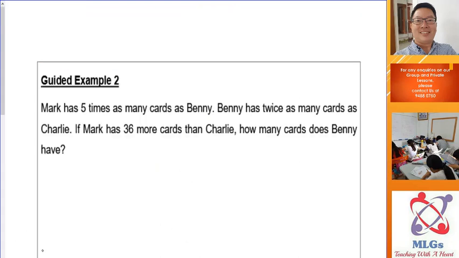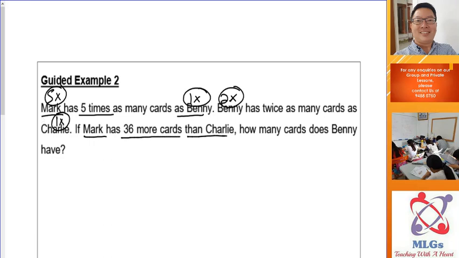Now, over here, we are going to look at guided example 2, and let's highlight again. So Mark has 5 times as many as Benny, so which means that Mark has 5 times, which is a multiplication, right? So you think of multiplication model when you start drawing, and the second person is 1 time, always 1 time. Benny has twice, 2 times, as many cards as Charlie, so Charlie has 1 time, second person also. If Mark has 36 more cards than Charlie, how many cards does Benny have?